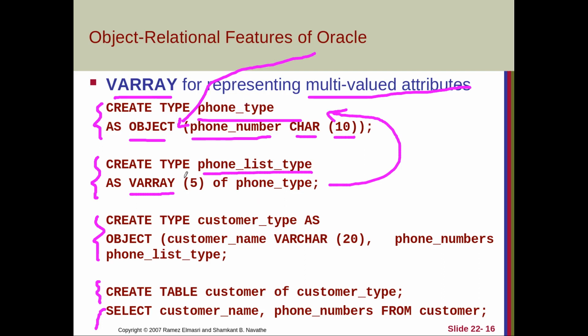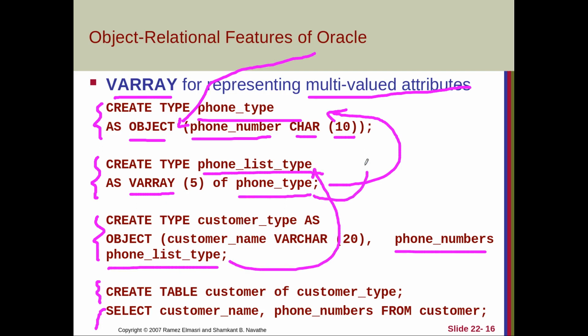Now I will see how we can utilize this font list type. Now I will be creating another type, create type customer type as object, customer name varchar 20, comma, font numbers, font list type. So the second attribute is font numbers. A customer will be having maybe a maximum of up to 5 font numbers. So this is a multi-valued attribute, font numbers, which follows font list type. What is font list type? It is a V-array of font type, and font type is having font number with 10 characters. I hope it is clear.